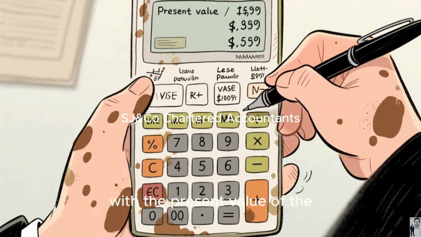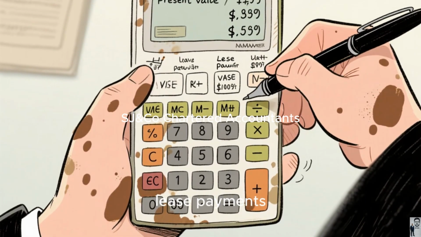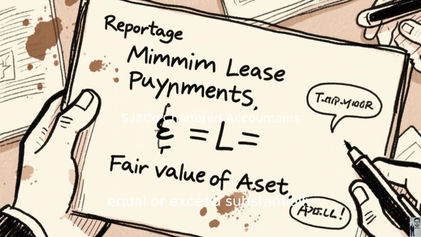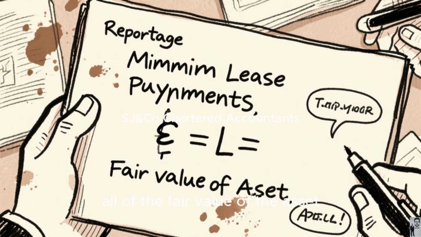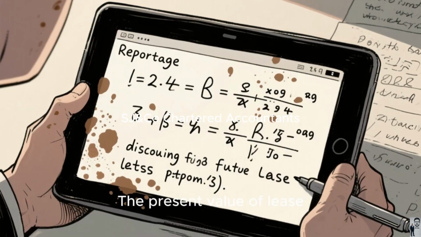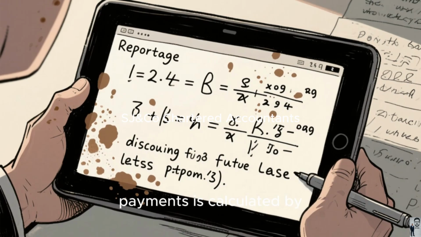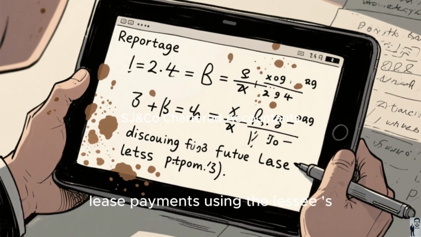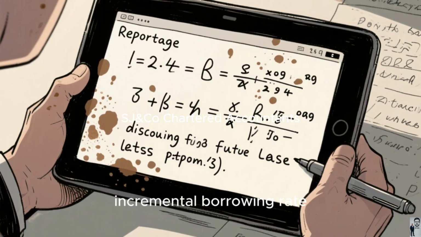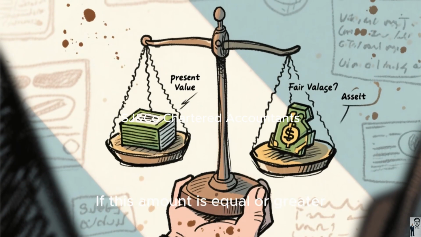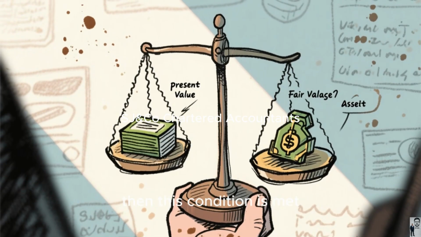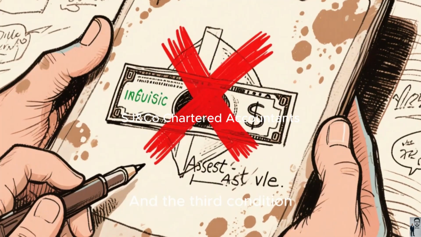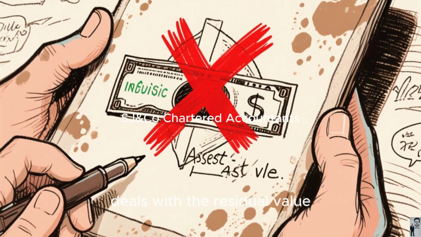Condition 2 deals with the present value of the lease payments. The present value of the minimum lease payments must equal or exceed substantially all of the fair value of the asset. The present value of lease payments is calculated by discounting all future lease payments using the lessee's incremental borrowing rate. If this amount is equal or greater than the fair value of the asset, then this condition is met. Otherwise, it's not. And the third condition deals with the residual value.